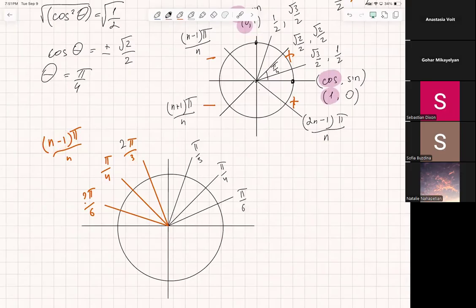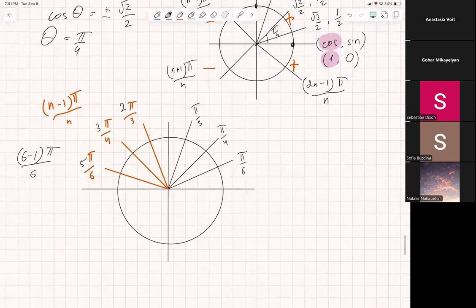Now for the second one, we had 4. So 4 minus 1 pi over 4, that's going to be 3 pi over 4. Now for this one, we have 6 in the denominator, so it's 6 minus 1 pi over 6, that's going to be 5 pi over 6. So that's your notation for all the radians. Now for the third quadrant, you will have the same thing: something pi over 6, then pi over 4, and pi over 3. We just need to figure out what these values are.